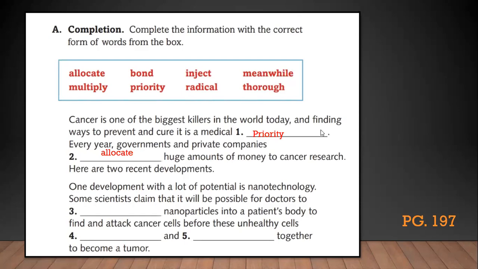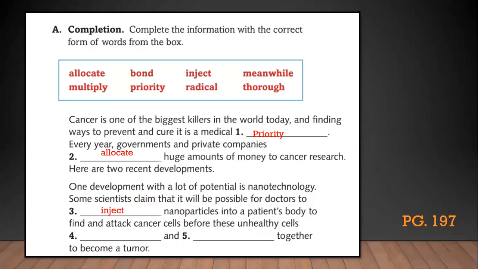One development, well, for the ones who saw it, right? One development with a lot of potential is nanotechnology. Some scientists claim that it will be possible for doctors to bond, radical, multiply. What's the best one? This is vocabulary. Inject, yes, is that one. Okay, nice try. Continue: nanoparticles into a patient's body to find and attack cancer cells before these unhealthy cells. It's easy, right? This is a pretty easy one.